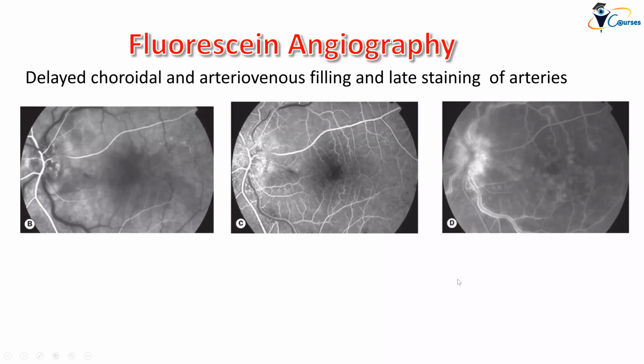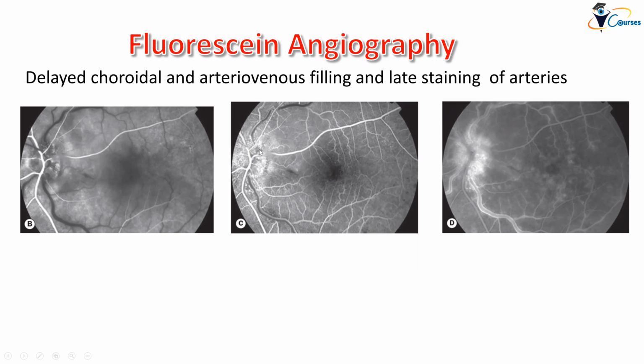Regarding the fluorescein angiography, first of all, there will be delayed filling. So the arm to retina time, as I told you, will be delayed. Normally it will be 9 to 10 seconds. This could be 20 seconds, for example. So there will be delayed choroidal filling, delayed arteriovenous filling, and delayed staining of the arteries. You can see here the arterial filling takes too much time.